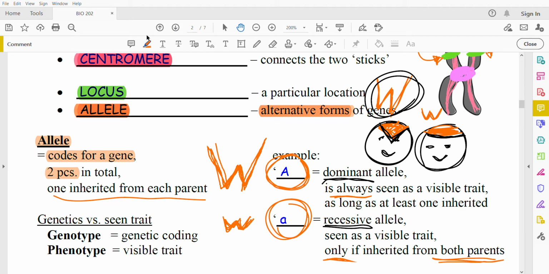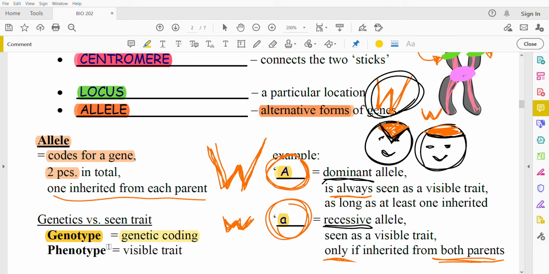I also want to mention, just to clarify some of the language that you can run into, that when we talk about genotype, genotype is the genetics of an individual. So what we are doing when we're looking at dominant and recessive alleles, like we've been discussing in these examples, we are talking about the genotype of an individual. So we're looking at the genetic coding that a certain trait, for example, can have.